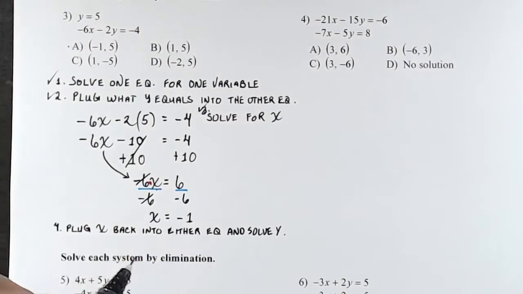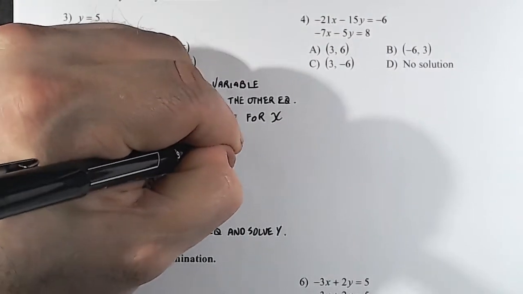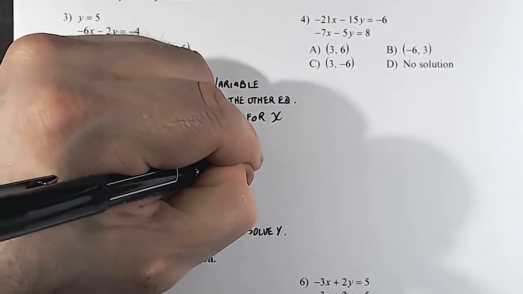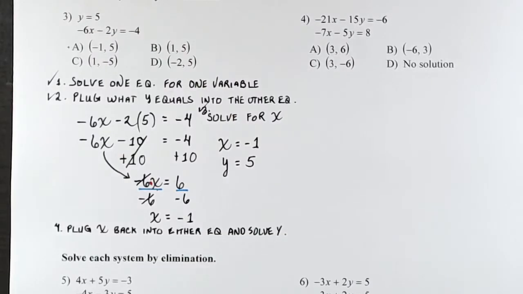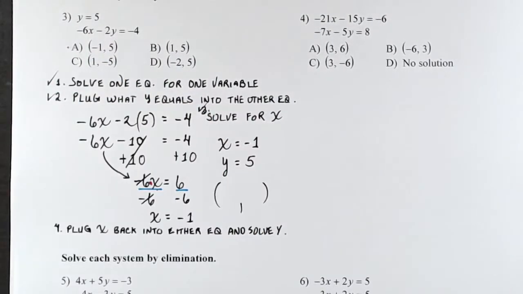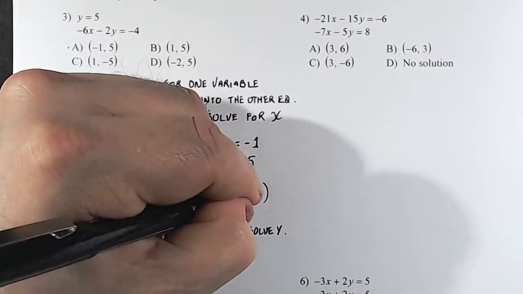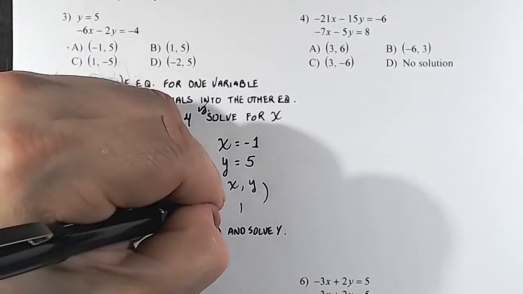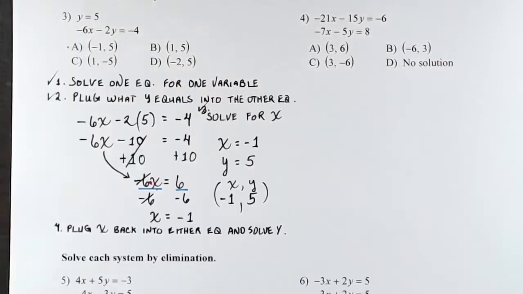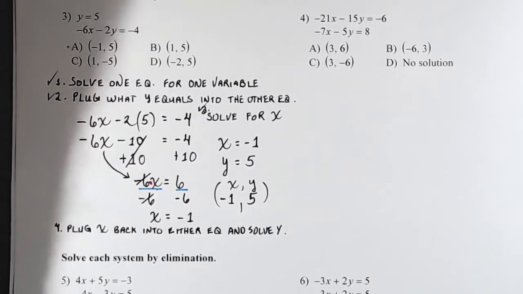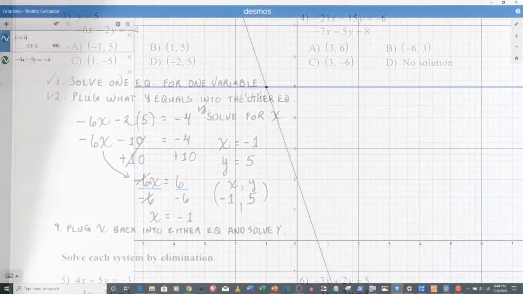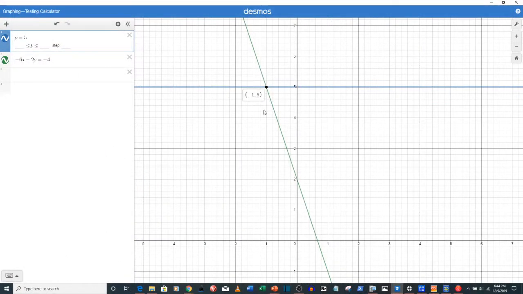X equals -1. And y equals +5. So when I want to write that as a solution to a system, I have to write it as a coordinate pair, x comma y. So I write -1, comma 5. Okay? Does that match what we found in Desmos? Yes, it does. There it is, -1, comma 5.